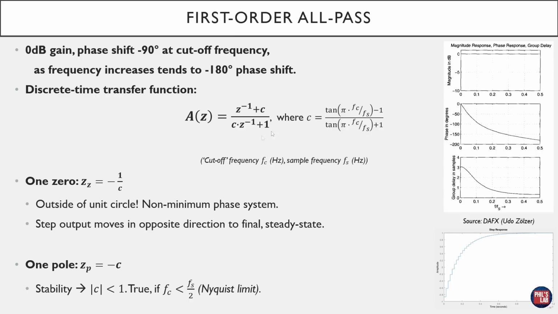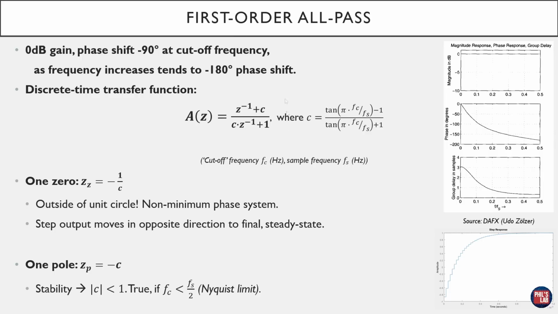The discrete time transfer function is shown here. We have a single zero and a single pole, and we have this one variable, or constant depending on how you implement this, C, which is related to the cutoff frequency using the equation on the right-hand side. So tan of pi times the cutoff frequency divided by the sampling frequency, Fs, minus 1, divided by tan of pi times the cutoff frequency divided by the sampling frequency, plus 1. And this gives our coefficient C.